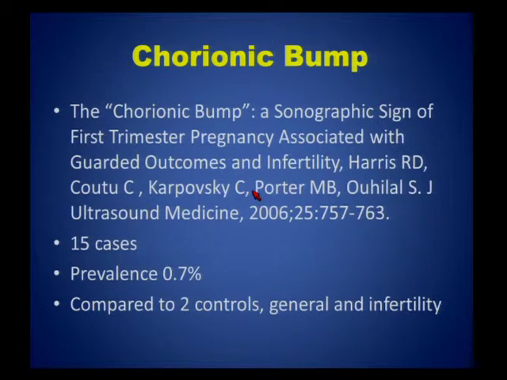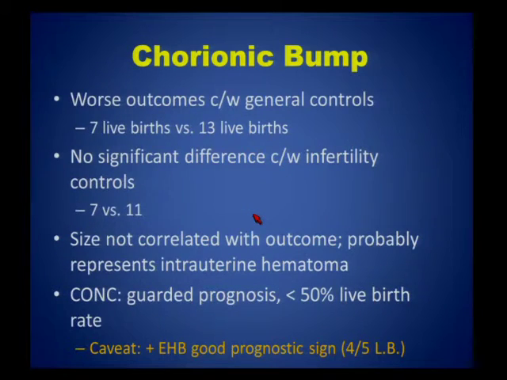Finally, the chorionic bump sign was described by myself and Dr. Misty Porter, among others, about 7 years ago now. Small series of about 15 cases, prevalence of about 0.7%. We compared the chorionic bump patients to the general normal healthy control patients and the infertility patients as well. We found certainly a worse outcome compared to the general control patients. There were only 7 live births in the bump patients versus 13 live births in the control patients. There was no significant difference, but a slight difference with the infertility control patients. Again, 7 live births in the bump patients versus 11 in the infertility control group.